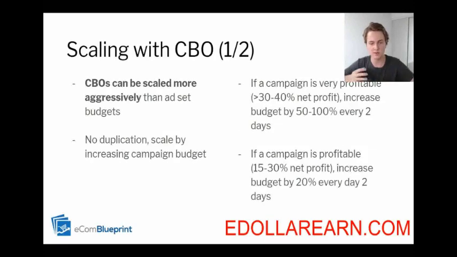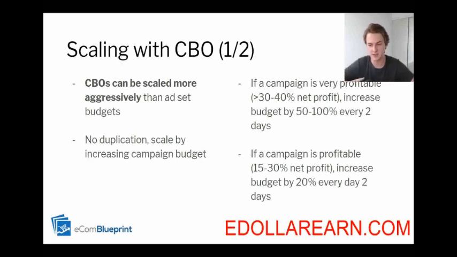All right, so now I want to talk a little bit about scaling with CBO. So the first thing is that CBOs can be scaled a lot more aggressively than ad set budgets. And this is something that I've noticed with my own ad accounts, but also that the Facebook ads community seems to agree on. And so to scale CBOs, all I've been doing is editing the campaign and increasing the budget. There's no need to duplicate the campaign and increase the budget. You can just edit the existing campaign and increase the budget. And this is the general workflow of what I've been doing to scale CBOs.